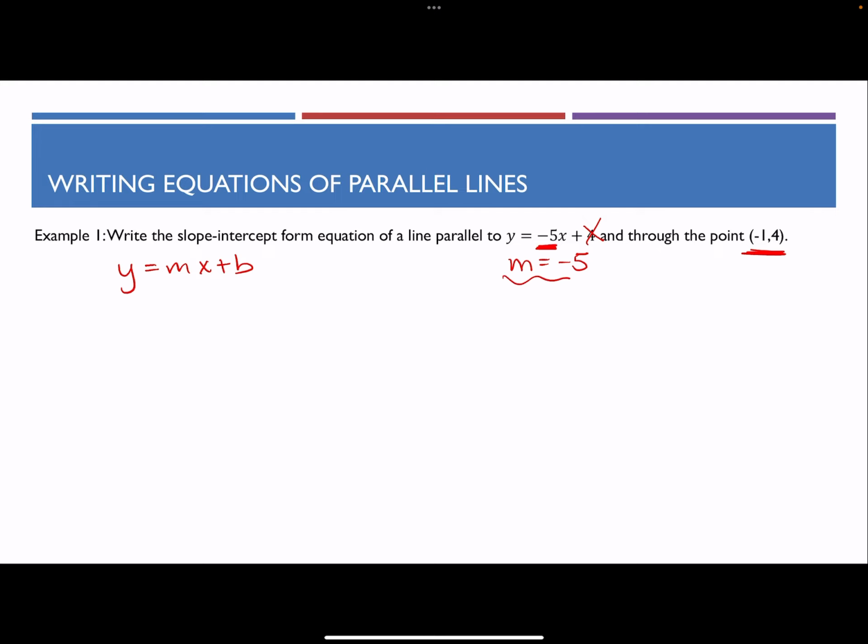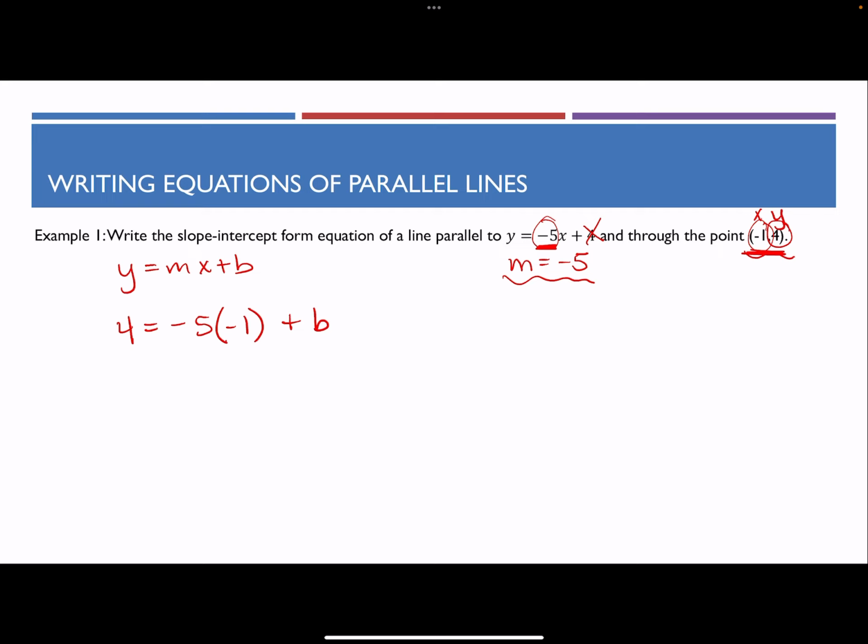Well, now what do I have? I have a slope and I have a point. My point gives me an x and a y. So this is old news. Now I'm just going to write the equation of the line. I'm going to plug into y equals mx plus b. My y value in the point is 4 equals, my m is negative 5. My x from the point was negative 1, right? And then plus b is what I'm trying to find, that new y-intercept. Again, here's where I got the y, that 4. My m I got from the original equation because I know it's going to be parallel to that. The x comes from the point, and I'm trying to solve for b.